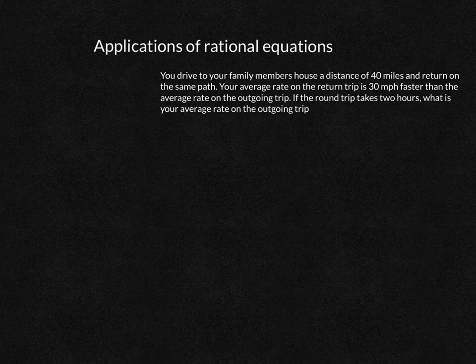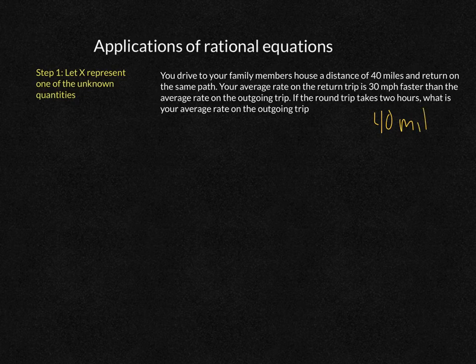So let's go over the steps on how we would actually solve this problem. So the first step is to let x represent the unknown quantities. The things that we do know is that our total distance each way is 40 miles. The other thing we know is that one trip was 30 miles an hour faster than the other trip. And the last thing we know is that the total time was 2 hours. So those are the things that really are going to help us.